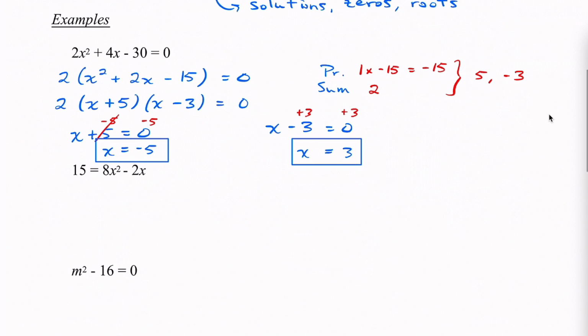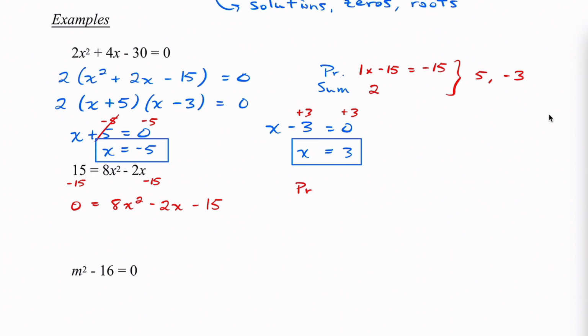So for the next one, we have 15 equals 8x squared minus 2x. So this one is not in standard form, so we need to move everything all onto one side. So let's do that. I'm going to move the 15, so I'm going to minus 15 from both sides. And that's going to give me 0 equals 8x squared minus 2x minus 15. Okay, and then we want to factor this. We're going to use the same method. We're going to use that product sum.